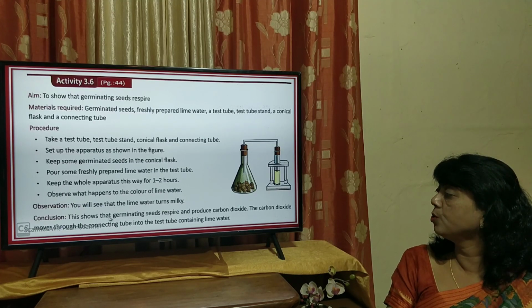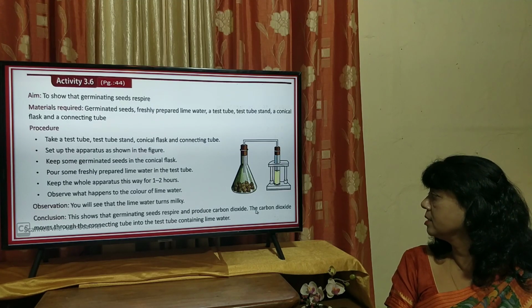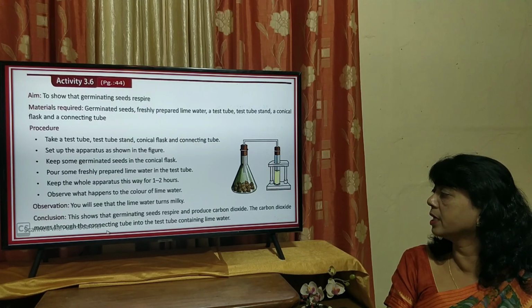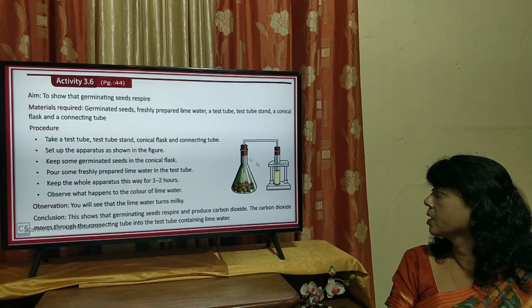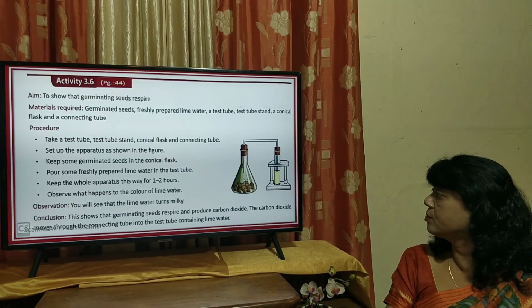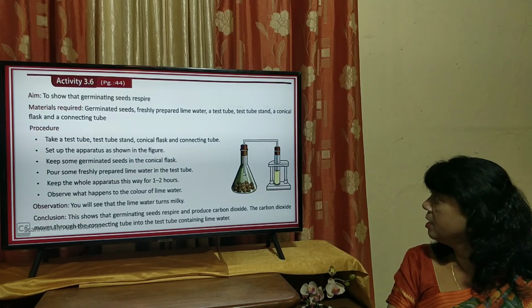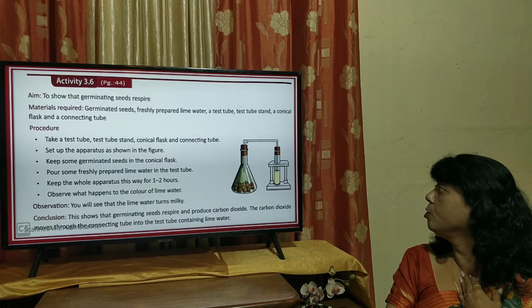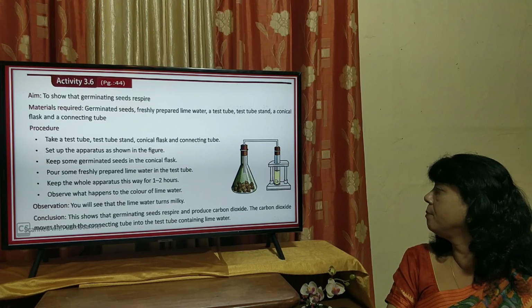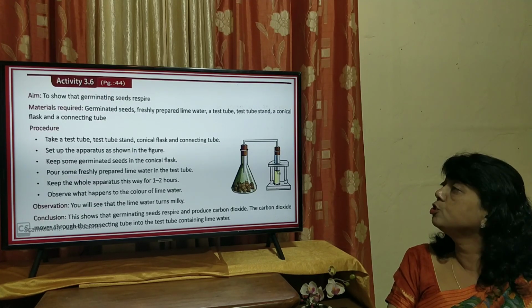Conclusion: this shows that germinating seeds respire and produce carbon dioxide. The carbon dioxide moves through the connecting tube into the test tube containing lime water. These are the seeds. When the seeds respire, during the respiration, carbon dioxide is emitted. So, carbon dioxide gas will rise through this bent tube, move from here, and it will move through this bent tube and mix with the lime water kept here and turn the lime water milky.